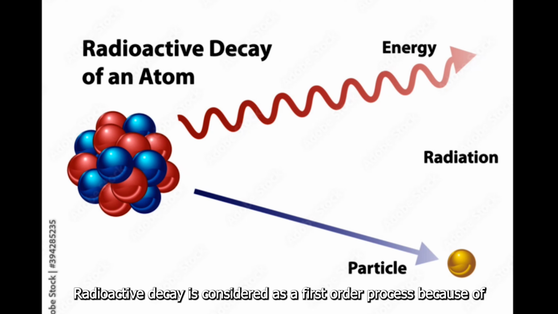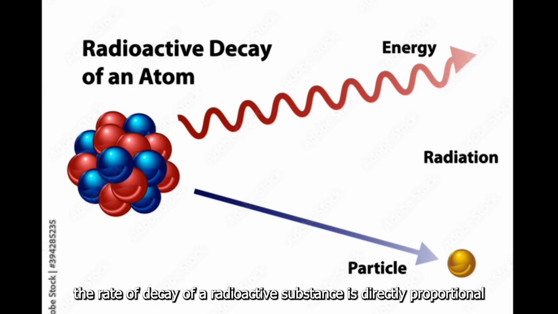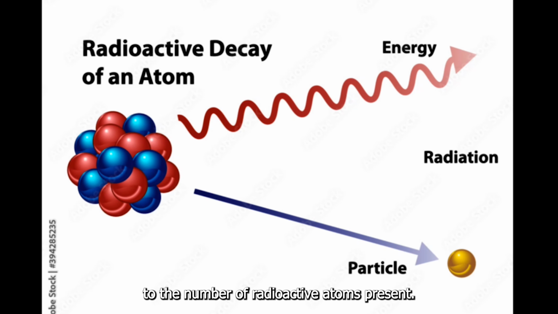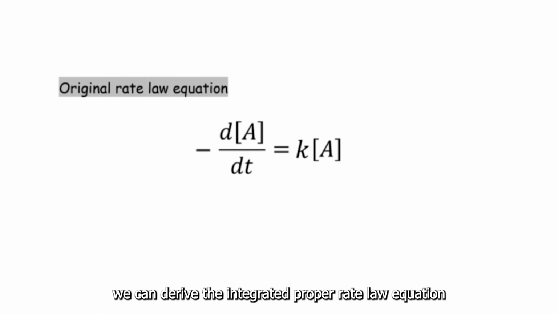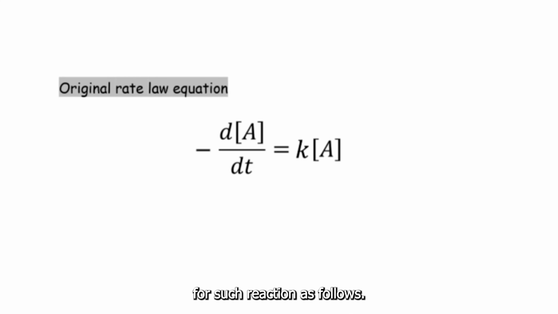Radioactive decay is considered a first-order process because the rate of decay of a radioactive substance is directly proportional to the number of radioactive atoms present. To get the first-order rate law of the equation, we can derive the integrated rate law equation for such a reaction as follows. This is the original rate law equation.